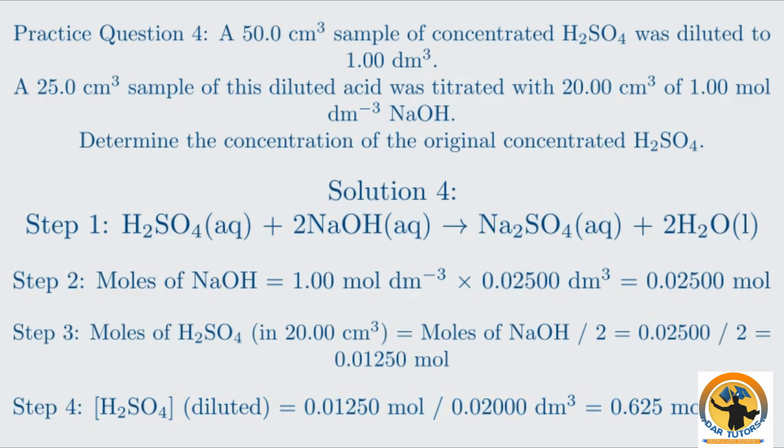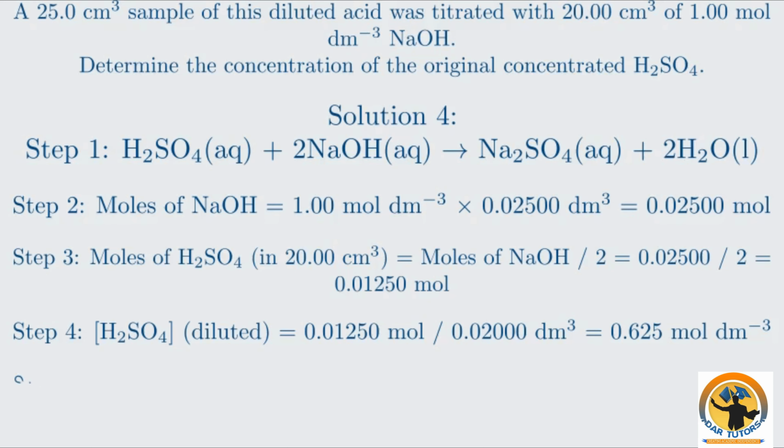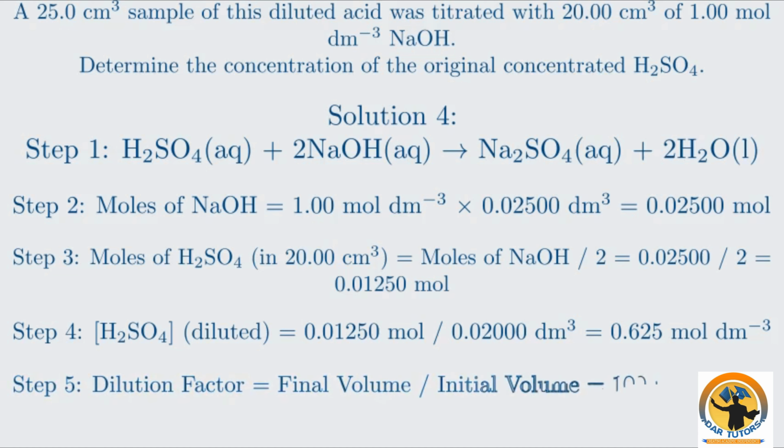Now we address the dilution. The initial 50 cm3 sample of concentrated acid was diluted to 1 dm3. The dilution factor is the final volume divided by the initial volume, which is 1000 divided by 50, or 20. This means the concentration of the original acid was 20 times greater than the diluted acid.